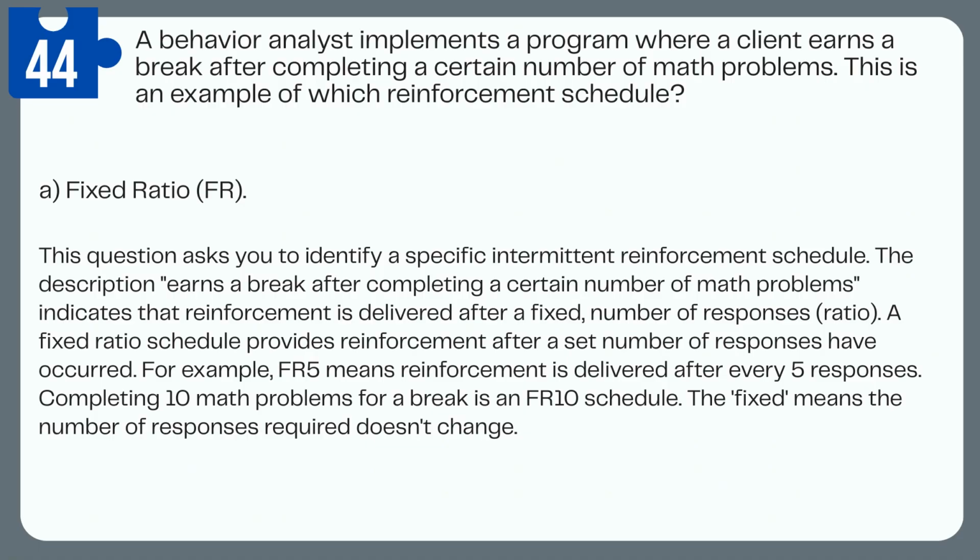This question asks you to identify a specific intermittent reinforcement schedule. The description "earns a break after completing a certain number of math problems" indicates that reinforcement is delivered after a fixed number of responses, a ratio. A fixed ratio schedule provides reinforcement after a set number of responses have occurred. For example, FR5 means reinforcement is delivered after every 5 responses. Completing 10 math problems for a break is an FR10 schedule. The "fixed" means the number of responses required doesn't change.